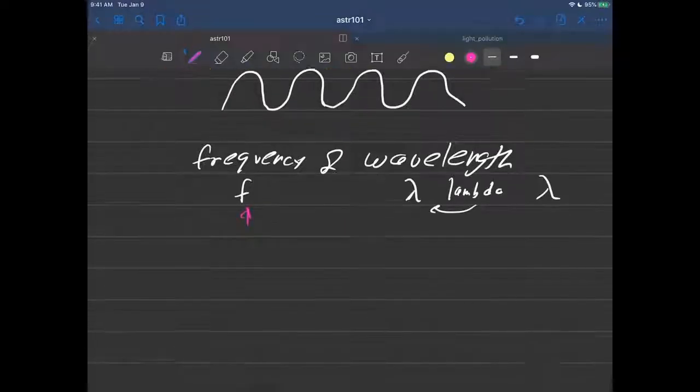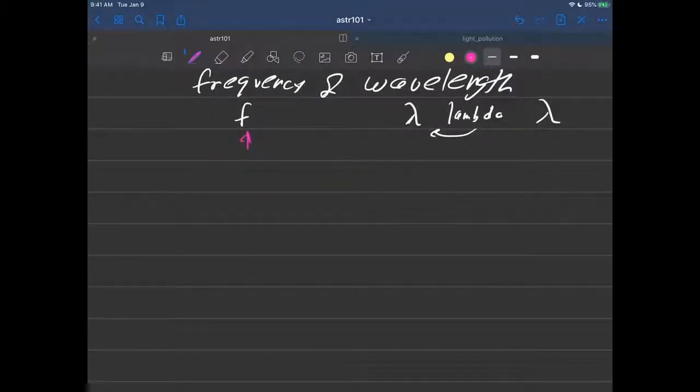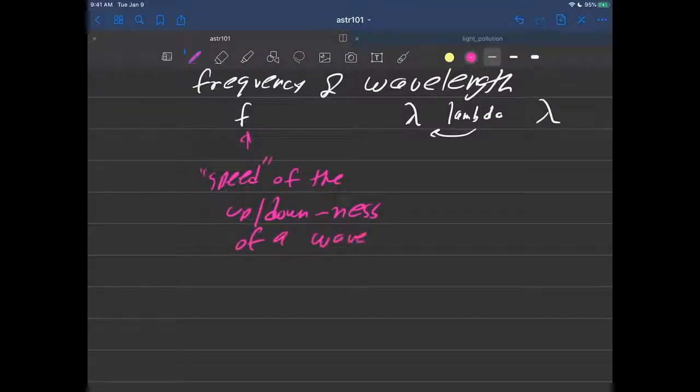Frequency is the term that we're going to reserve for F right here. What frequency is, it's sort of the speed of the up-downness of a wave. The up-downness for sure is critical in the definition of frequency. So let me give you something to think about this by.